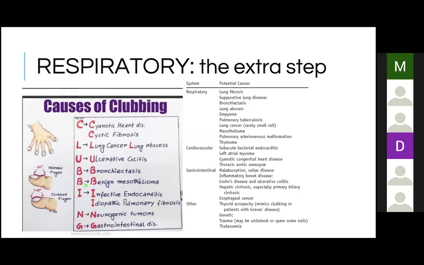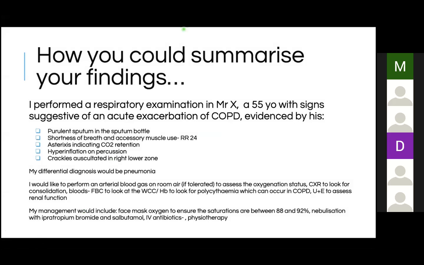So this is just to recap the causes of clubbing, which you can go over later. I like to group things in terms of systems. So also this way of grouping it on the side. Okay, so this is similar to the cardiovascular one. So just how I summarize my findings.